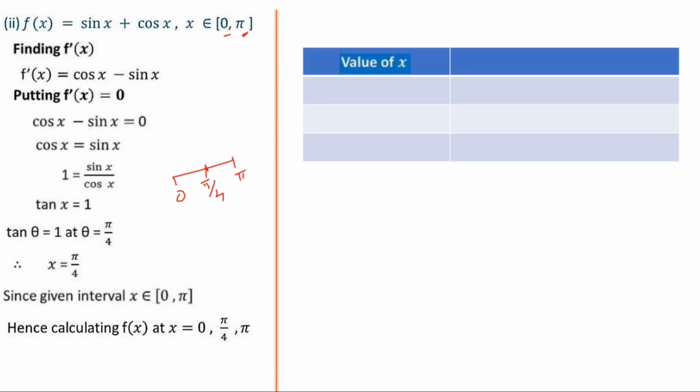So let's go for finding it out. Value of x, then value of f of x we are going to calculate. X is equal to 0, quite simple one, sin 0 plus cos 0. Sin 0 value is 0, cos 0 value is 1, 0 plus 1 is 1.